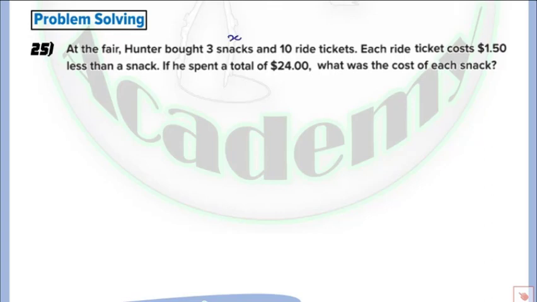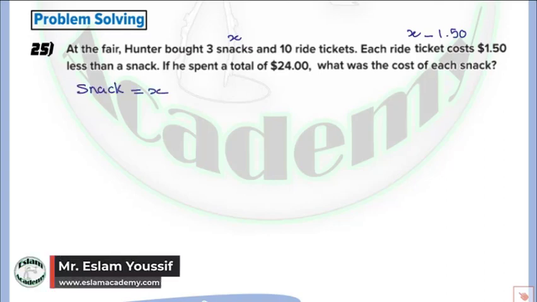Now the price of the ticket is $1.50 less than the price of the snack. So "less than" means minus. Less than, we change the order. 1.50 less than means 1.50 will be after the minus sign, after the price of the snack, which is x. So just write the price of the snack and the price of the ticket. The price of the snack is x, and the price of the ticket is x minus $1.50.